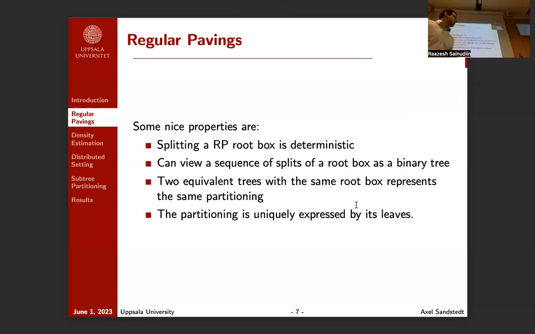Some nice properties of this are that the splitting of a regular paving is always deterministic. We just follow the rules. We can view a sequence of splits as a binary tree, which we saw in the previous example. Two equivalent trees that refer to the same root box will create the same partitioning. So for a given root box, every binary tree represents a unique partition of the root box. And lastly, the partitioning is of course uniquely expressed by its leaves.